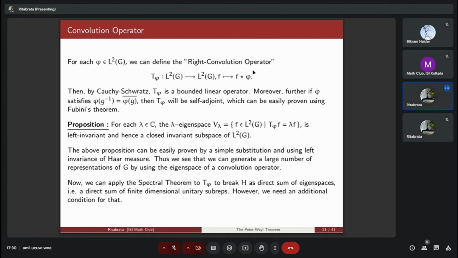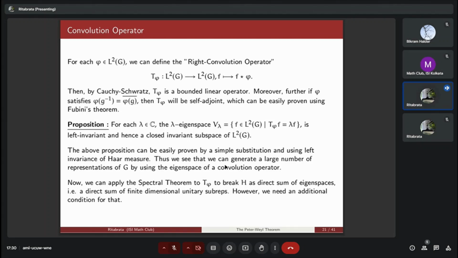And again, we can prove it by a very simple substitution in the integration and left invariance of Haar measure. So we can see that for all nice functions phi in L2(G), we can construct many right convolution operators, and this will give us a lot of different closed invariant subspaces. We can generate a large number of subrepresentations of L2(G) using these operators.